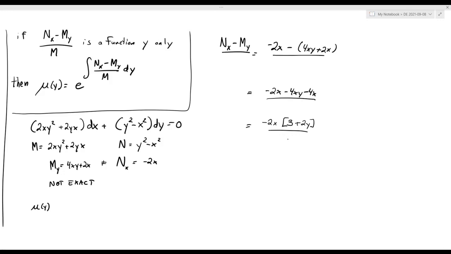So for the assumption that mu is a function of y to work, we see that this expression would have to be a function of y only. So we're going to pick up from here.